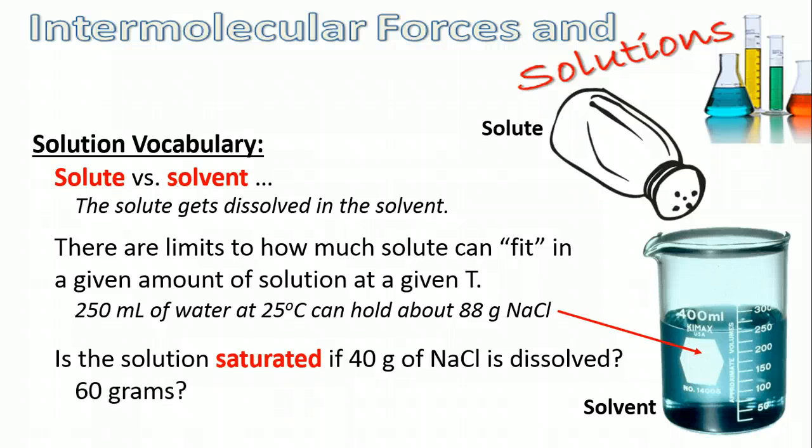If you put in 60 grams, still not saturated. 80 grams, even still not saturated. You could still dissolve 8 more grams. Finally, at 100 grams of salt added, it's going to be saturated with 88 grams. The remaining 12 grams are actually just going to sit in a little pile on the bottom of the beaker.